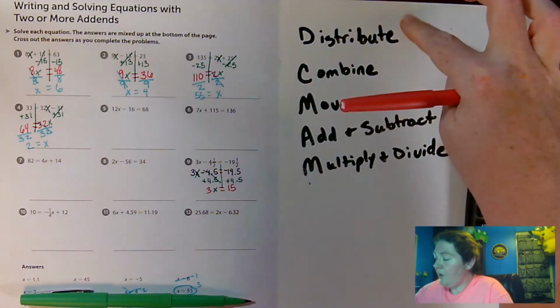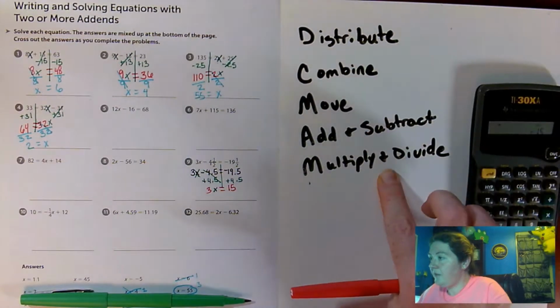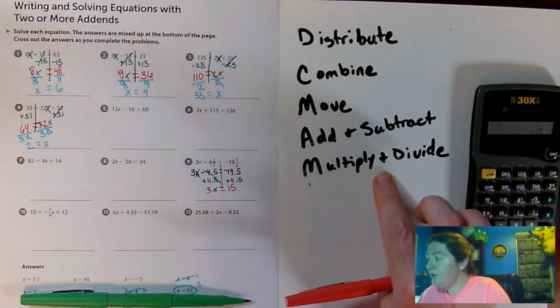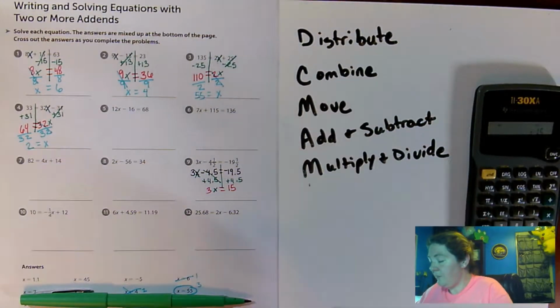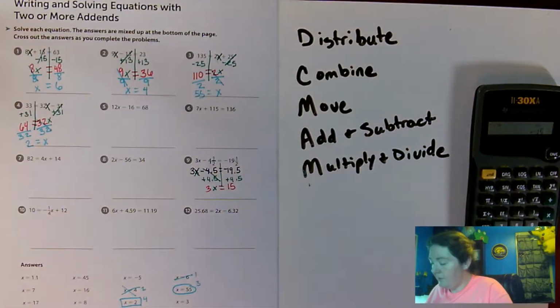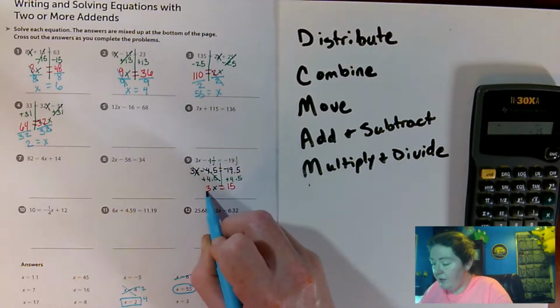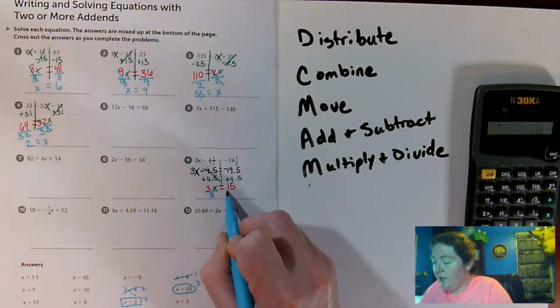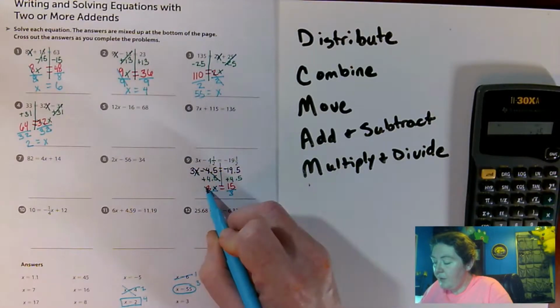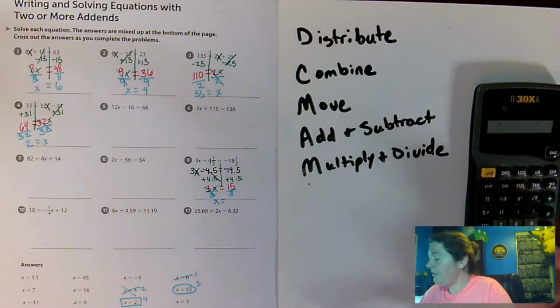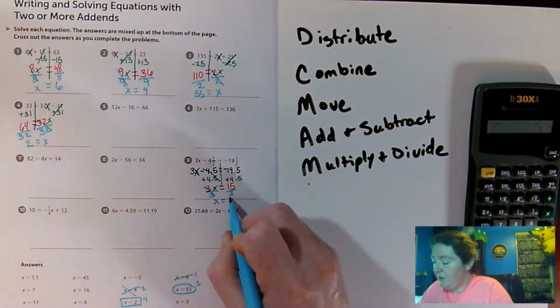I followed all of my steps. I'm down here to multiply and divide. Do I have any multiplication or division on the side with the variable? Yes. 3 is smooshed next to x. Smush means multiply. How do I undo multiplication? Divide. Going to divide both sides by 3. My 3's cancel. I'm left with x in my calculator. 15 divided by 3 gives me 5.